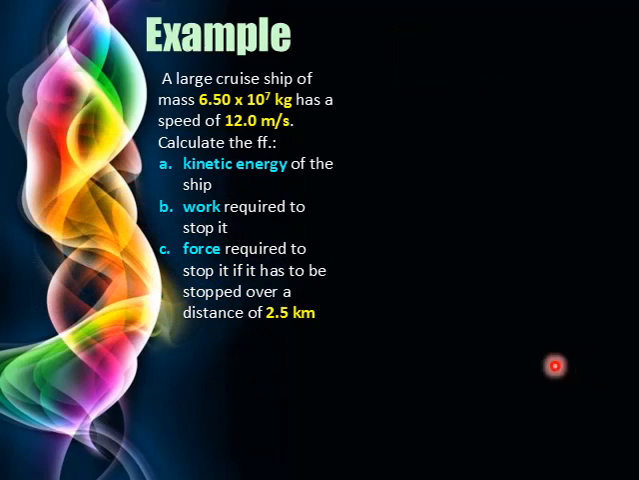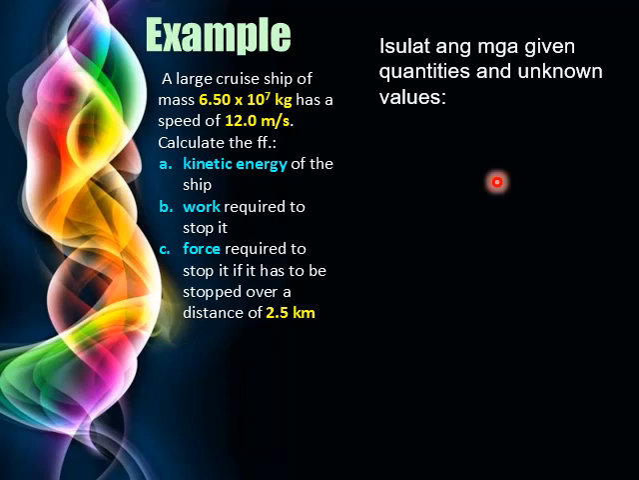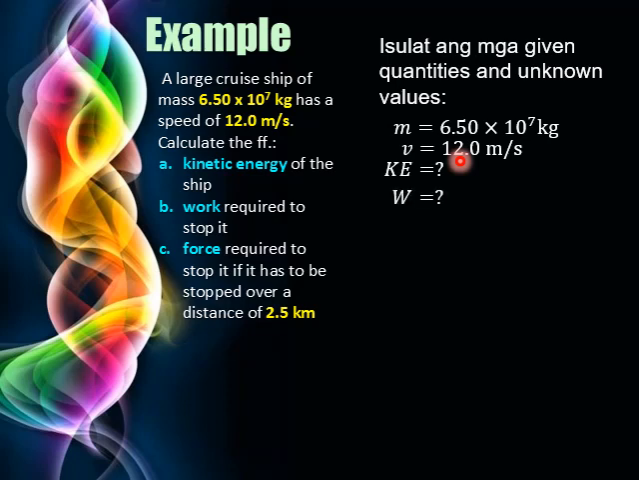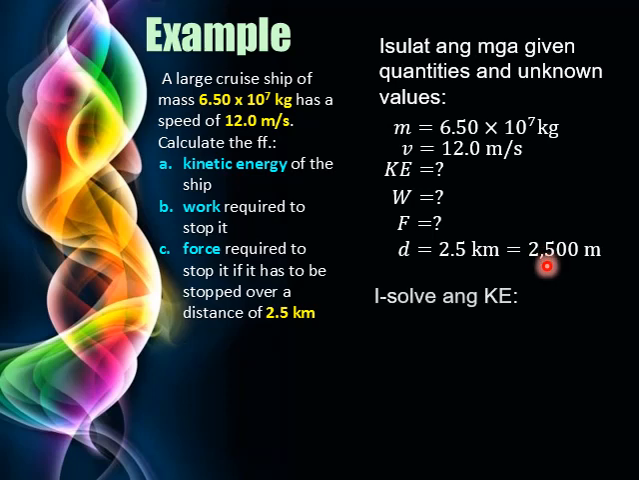Okay, so for this example, again, we need to write our given and unknown quantities. Let's start with the mass: you have 6.50 times 10 to the 7 kilograms, and you have a speed of 12 meters per second. We need to calculate the kinetic energy, the work done, and the force. This is over a distance of 2.5 kilometers, or that's equivalent to 2,500 meters.